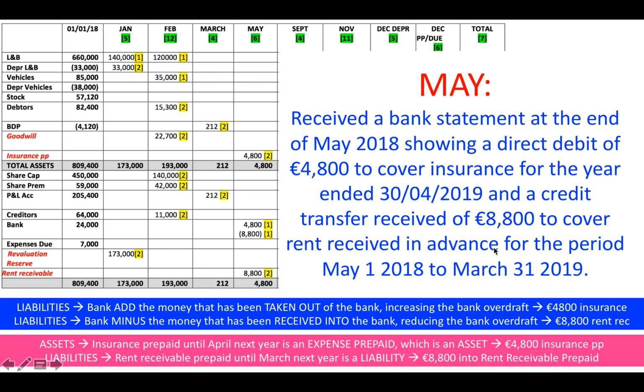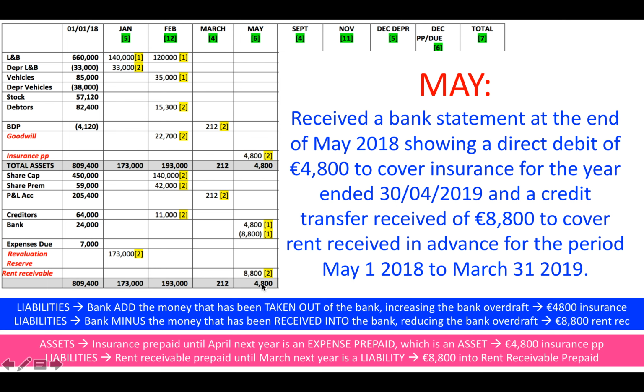So I have rent received in advance for the period May the 1st, 2018 to March 31st, 2019. So I have rent receivable prepaid then at the end of the year. So it's paid up until March next year. So what is rent receivable prepaid? Well, anything receivable prepaid is a liability. So I'm going to throw my 4,800 into my liabilities there. So that is 4,800 and 4,800.